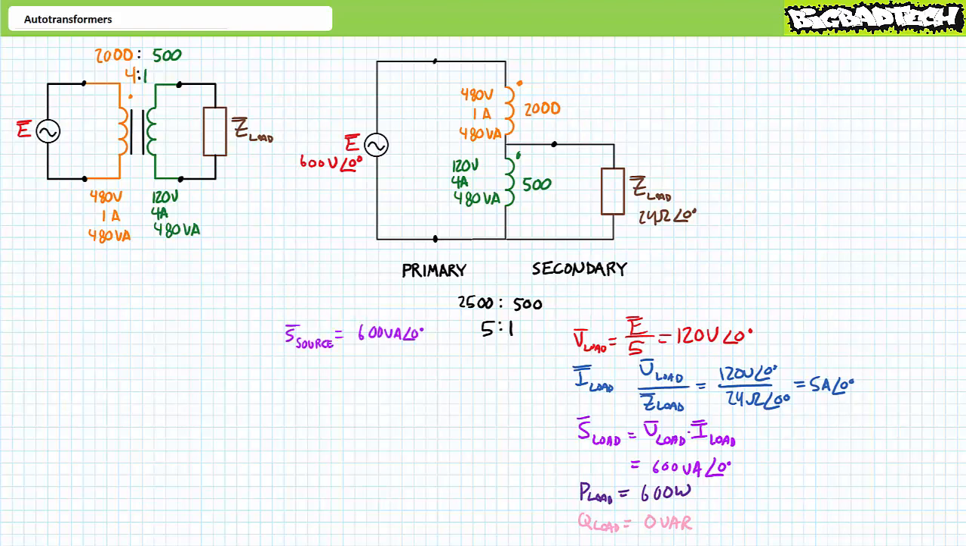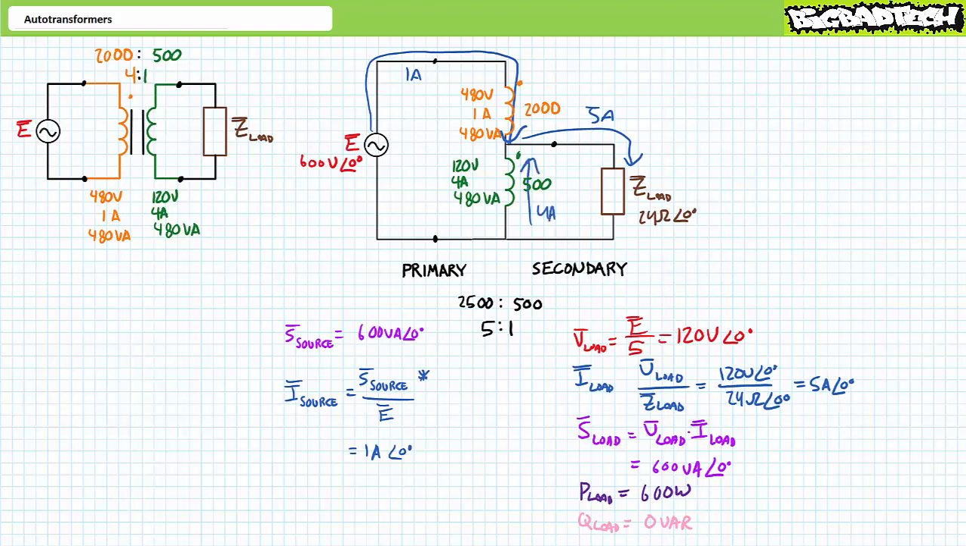Assuming the autotransformer is 100% efficient, we can say power in equals power out, such that the primary input must also supply 600 volt amperes of apparent power. An algebraic manipulation of the power equation, solving for current, demonstrates the primary input side of the autotransformer must draw 1 amp of current from the source. An application of Kirchhoff's current law at the center tap demonstrates 1 amp of current enters and 5 amps leaves. This means the remaining 4 amps would travel through the secondary winding bottom to top.